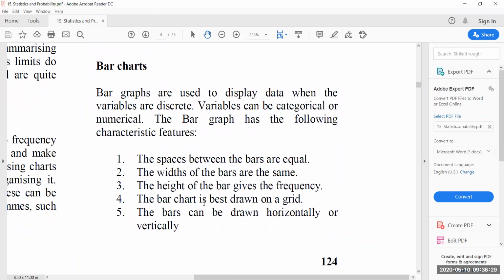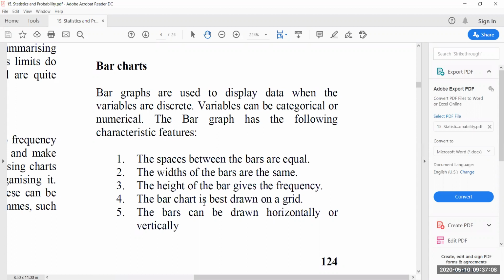So what is a bar chart? Bar charts or bar graphs are used to display data when the values or the variables are discrete. Variables can be categorical or numerical. The bar graph has the following characteristics. Firstly, the spaces between the bars must be equal. The width of the bars is the same for all of the bars. So you can't have one bar the size of your finger, and then the next bar the size of 3 of your fingers, and then the next bar the size of 2 of your fingers. You cannot be inconsistent, right? And the spaces between each bar, again, must be equal.